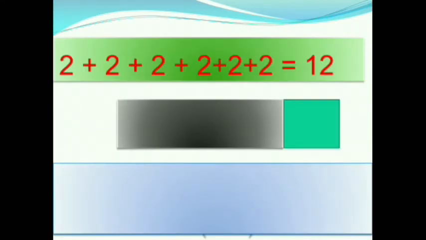Children, here they are already given the addition form. Now we will write the multiplication form. Here, which number is there? Yes, 2 is there. 2 is repeated how many times? 1, 2, 3, 4, 5, 6. Yes, 2 is repeated 6 times. So we will write 2 into 6.